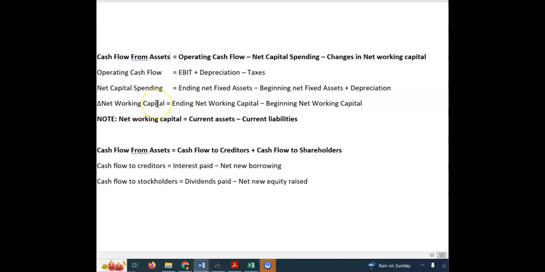And then the change in net working capital. Our ending net working capital minus our beginning net working capital. So we look at the beginning of the period and we subtract current assets and current liabilities. That's our beginning net working capital. And then we look at our balance sheet for the end of the period and we subtract current assets and current liabilities, subtract those two numbers, and that gives us our change in net working capital. So then we can just plug this into our formula here. Our operating cash flow minus our net capital spending minus our changes in net working capital gives us the cash flow that we received from assets.